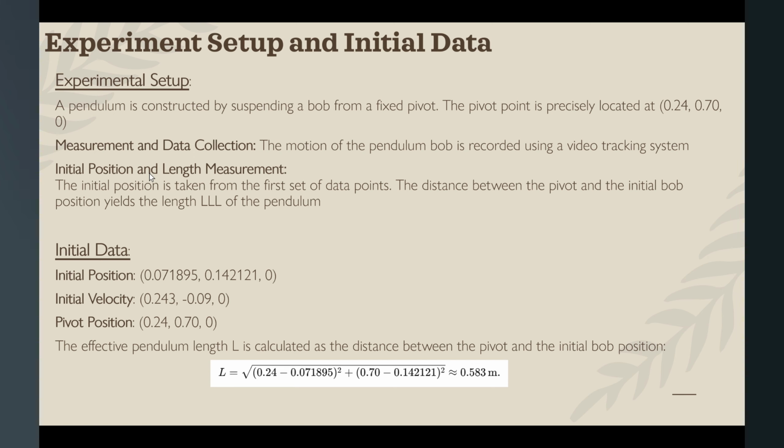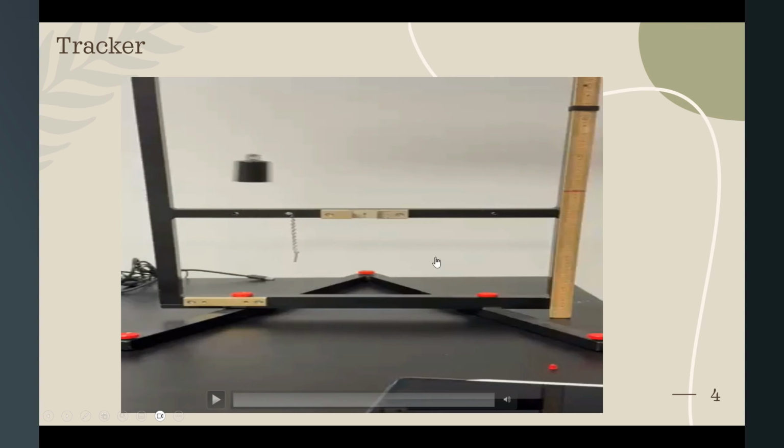Initial data. The initial position of the pendulum is 0.071895, 0.142121, 0, and the initial velocity is as seen, and the pivot position is also as seen. The effective pendulum length L can be calculated just by using the distance formula, since we know the pivot position and the initial position of the bob. We subtract the 2 points, square them, and sum, and we get 0.583.